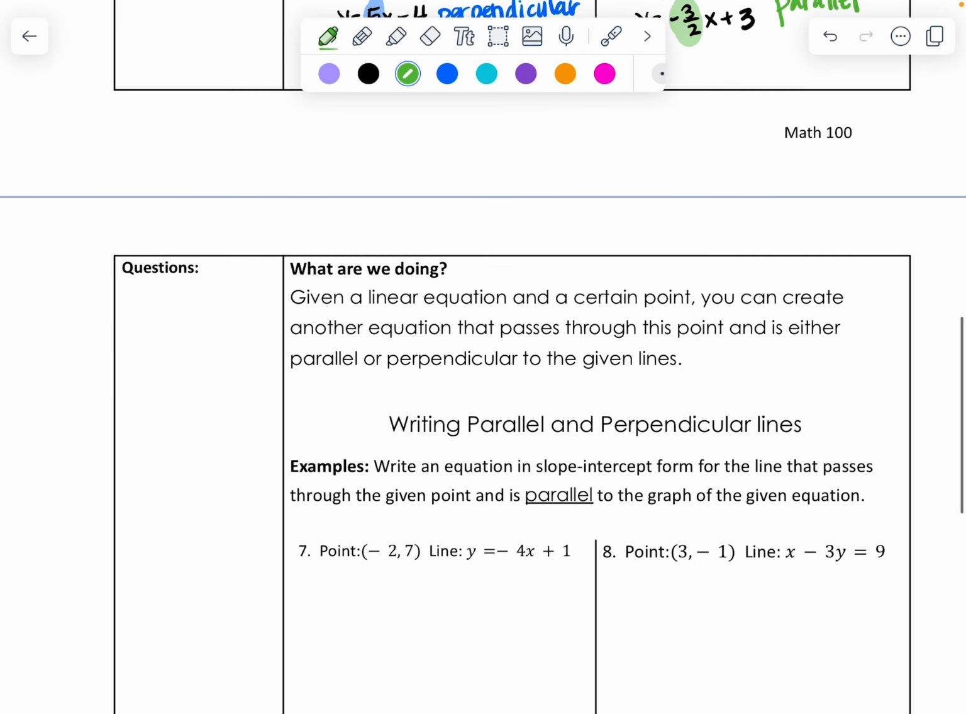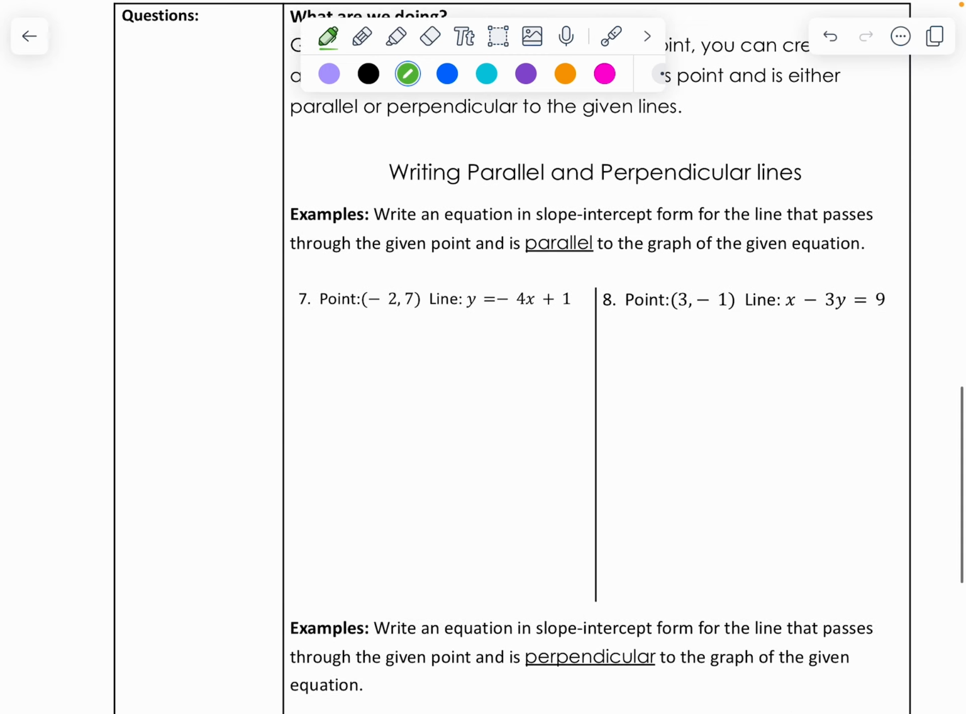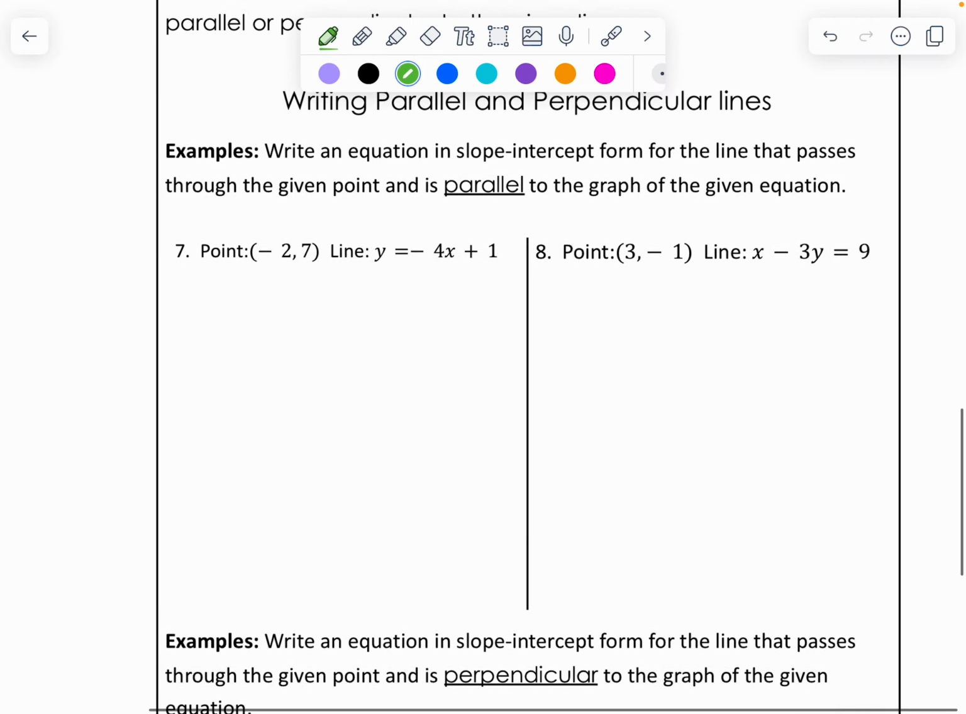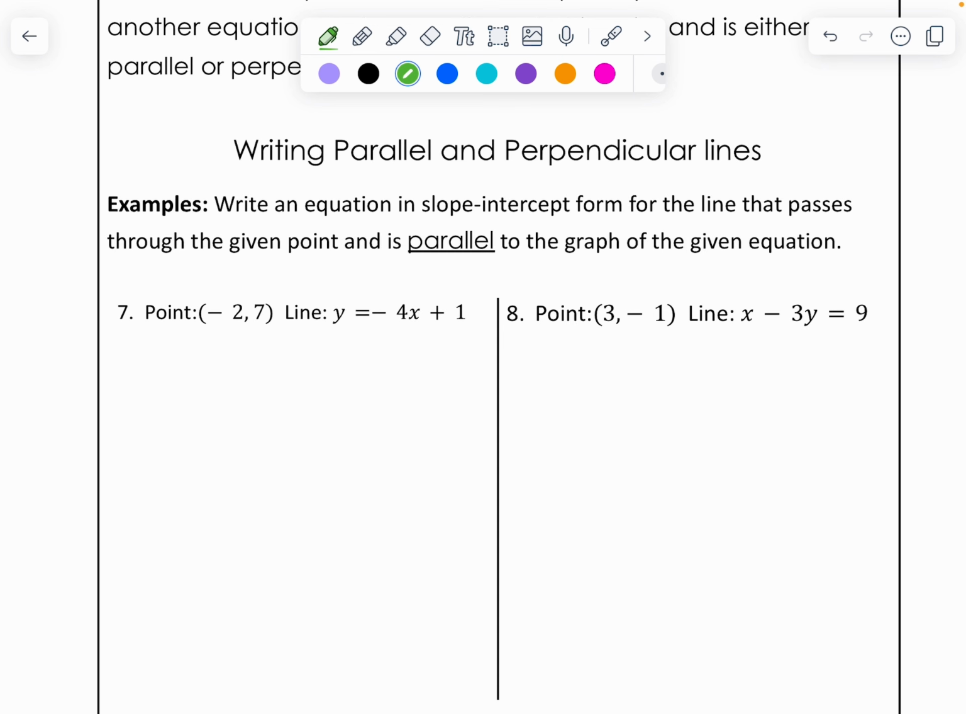So now we want to be able to look at an equation and be given a point on a line and write the equation of a line that is parallel or perpendicular to the given equation. So first, let's work on parallel. So we want to create the equation of a line that is parallel to the equation of the line that's given. So the most important thing to find is the slope. So the slope for this line is -4.